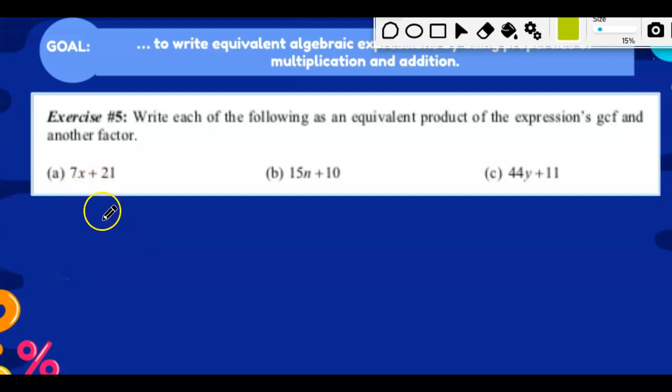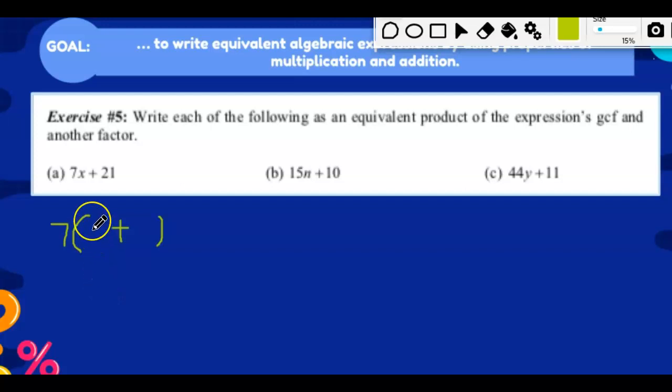What is the greatest common factor between 7x and 21? Between 7x and 21. Wait. 7 and 21. 7. 7, we'll take 7. And what remains inside as a quantity will be what? Okay, so what will be our first term?